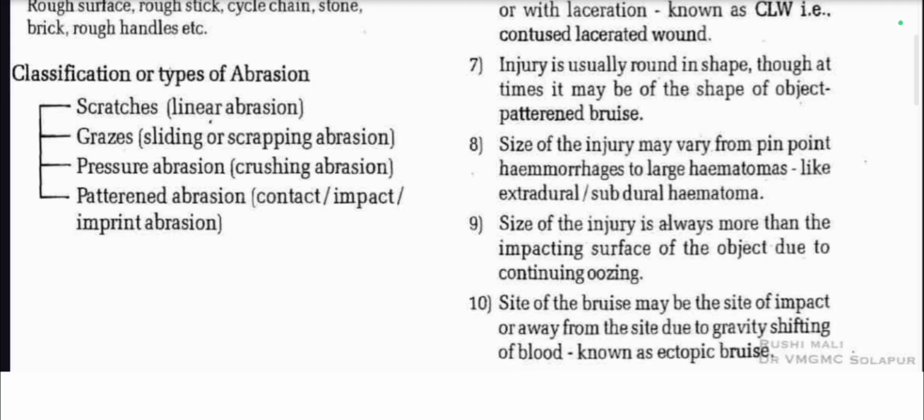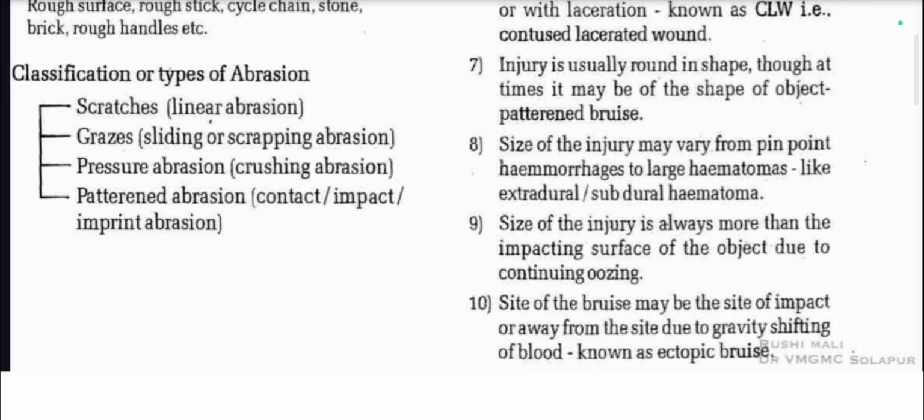Talking about scratch abrasion under tangential force, it is caused due to pin, fingernails, and thorn. It is quite easy. Any injury caused due to scratching is called scratch abrasion. And what are those weapons? Pin, fingernails, and thorns. What about graze abrasion?